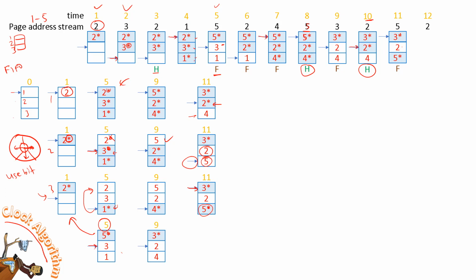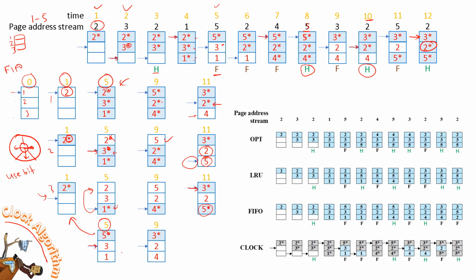Then this is another hit, and the pointer stays here. Sorry, there is a missing arrow there, so the pointer is still there. Don't move the pointer, but the use bit of 2 is set to 1. So I hope you understand the clock algorithm. Basically you need to check this foundation, 0, 1, 4, 1, 5 here, so that you can apply it to any situation.